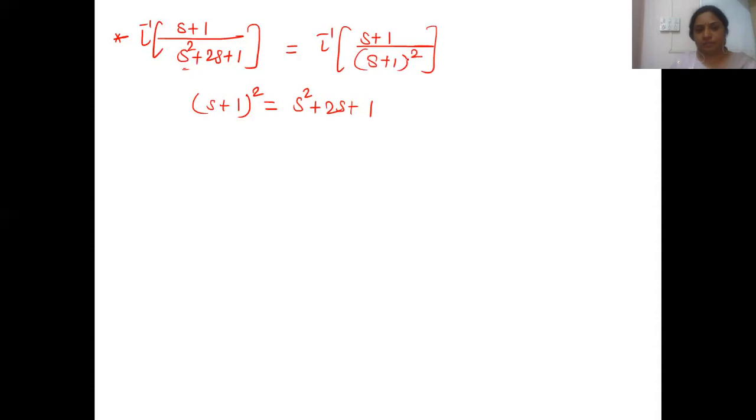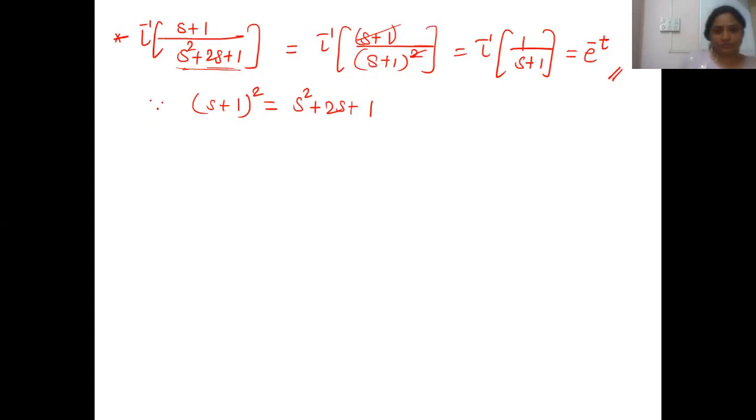Correct? This is a square term, right? So, if you add and subtract, you can add errors. If it is a square term, yes, we got it. Now one s plus 1 will get cancelled. The square remains. Laplace inverse, it is 1 upon s plus 1. So, what is your answer? e raised to minus 1 t. e raised to minus t.